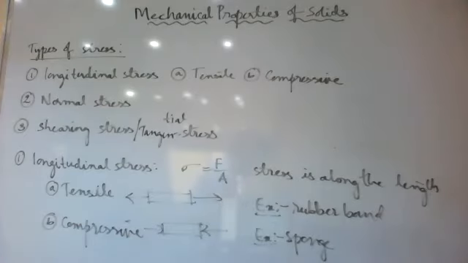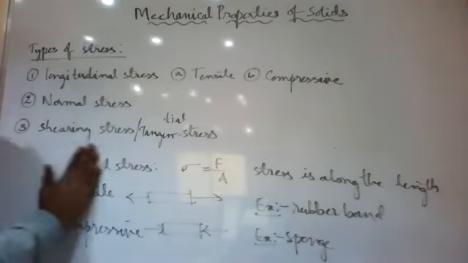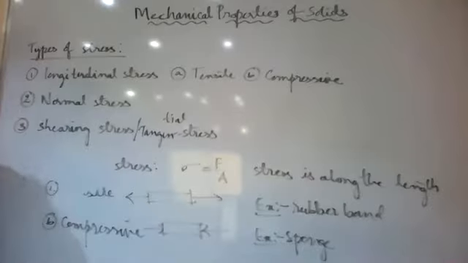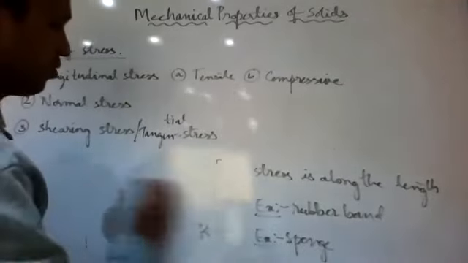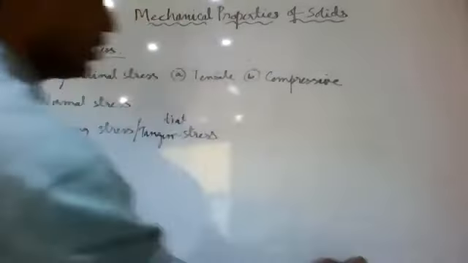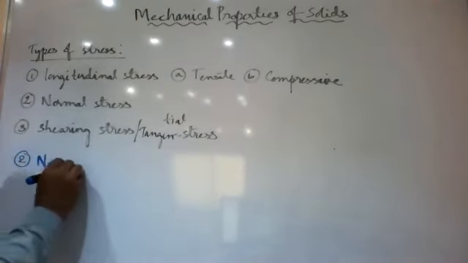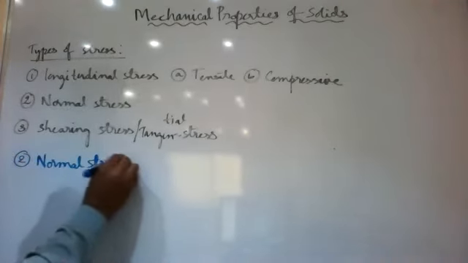So in the next one, we have volume stress, normal stress and shearing stress. Next one is, we have normal stress and volume stress. Sorry, shearing stress. So the second one we have is normal stress. So what is normal stress?